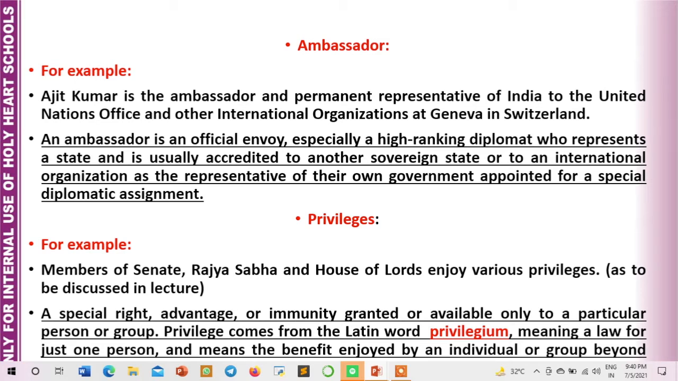The example is members of Senate, Rajya Sabha and House of Lords enjoy various privileges. Students, the detailed discussion I will do when I will discuss it in the lecture. But now I will tell you the meaning of privileges. A special right, advantage or immunity granted or available only to a particular person or group. This is privilege. So privilege comes from the Latin word privilegium, meaning a law for just one person and means the benefit enjoyed by an individual or a group beyond the others.